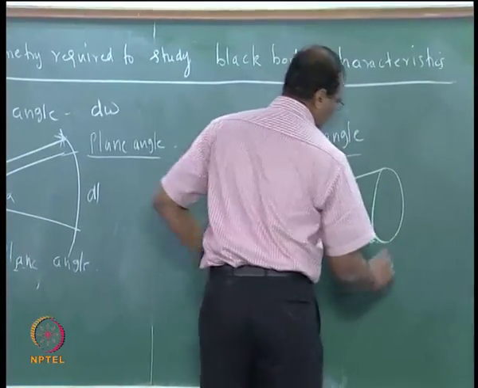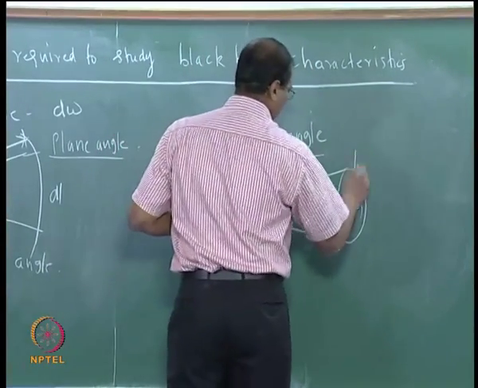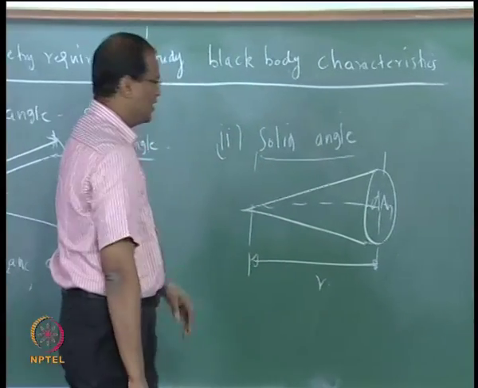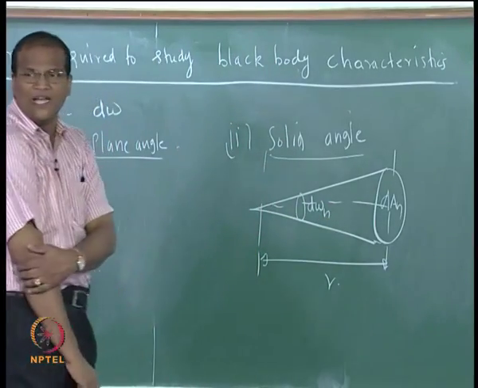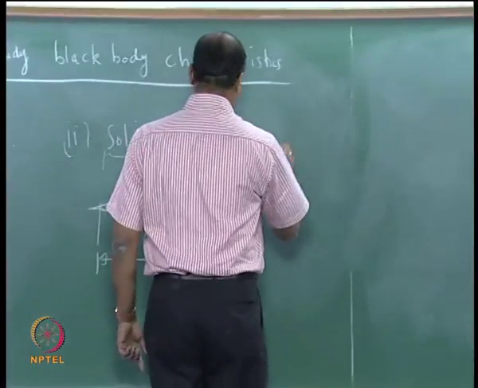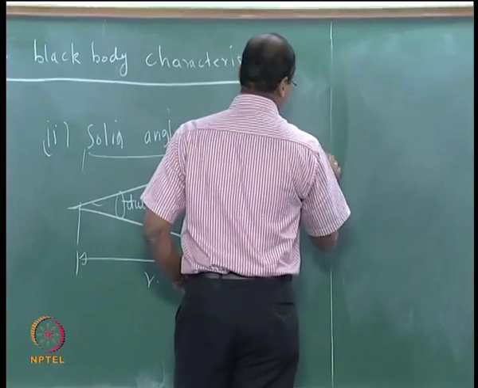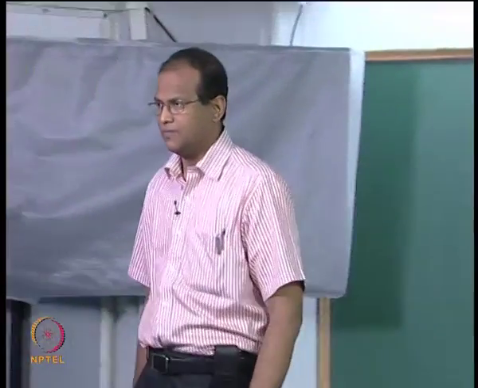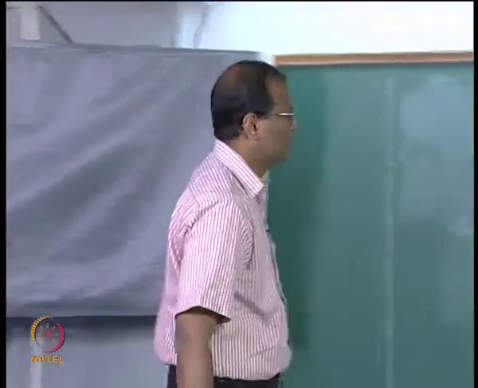This is area dAn, that is area normal, and this is the radius r. This is a small elemental solid angle subtended by the elemental area dAn at a point on this. So d omega equals dAn by r squared. The n subscript denotes a normal area. What are the units for this? Steradian.